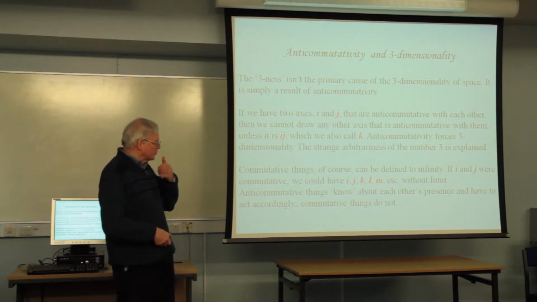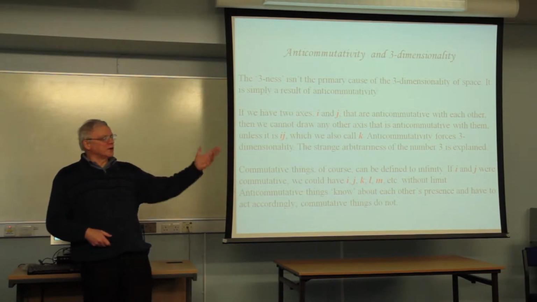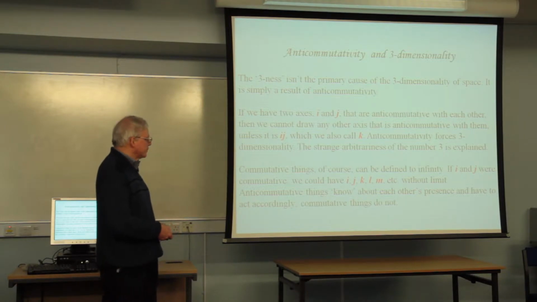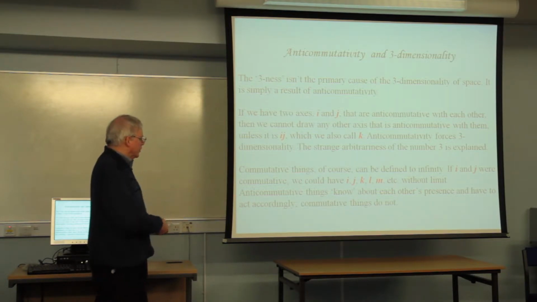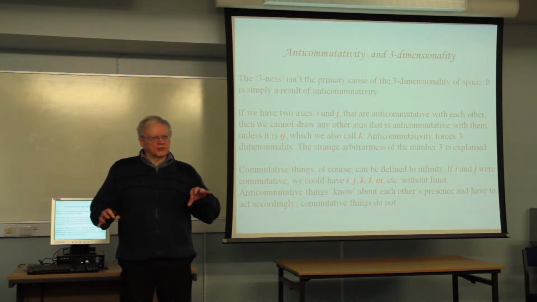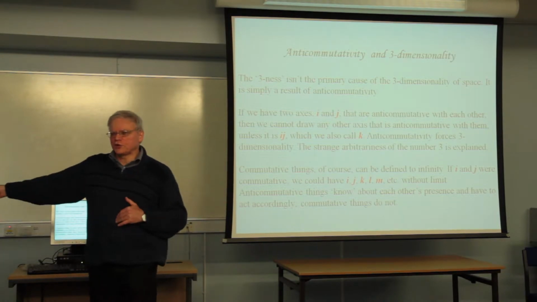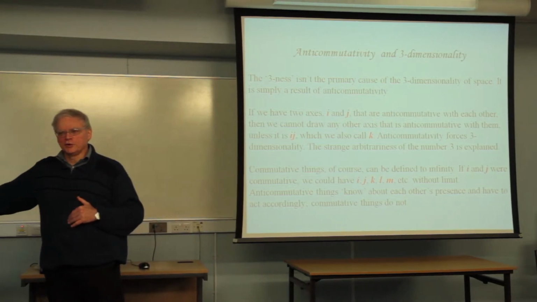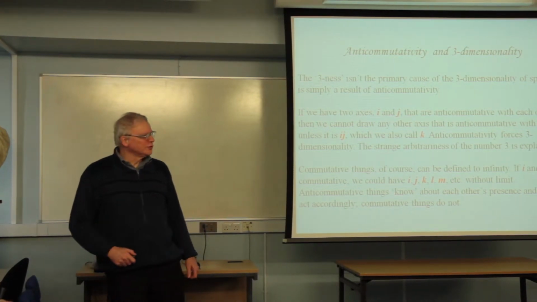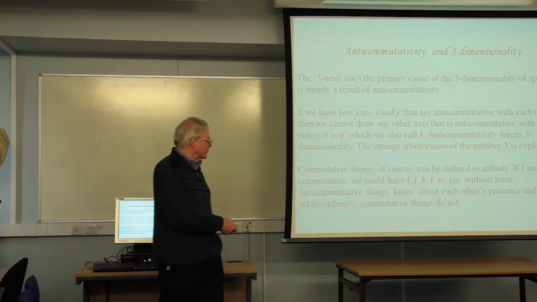Now, commutative things could be defined to infinity. If we had a commutative algebra, we can have as many units as we want. We can go to infinity, and we can do it without limit. And I'd like to think of it like this. Anti-commutative things know that their partners exist. So i knows that j exists and looks out for it. It doesn't know that anything commutative with it exists. So commutative things have no knowledge, as it were, of each other's existence.